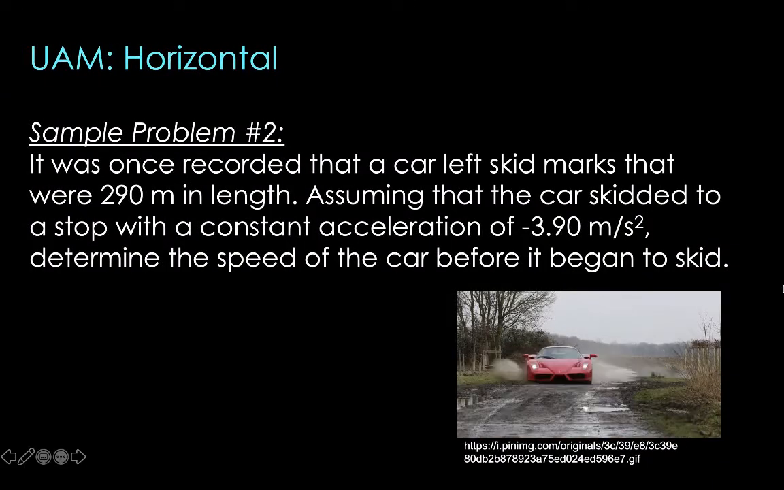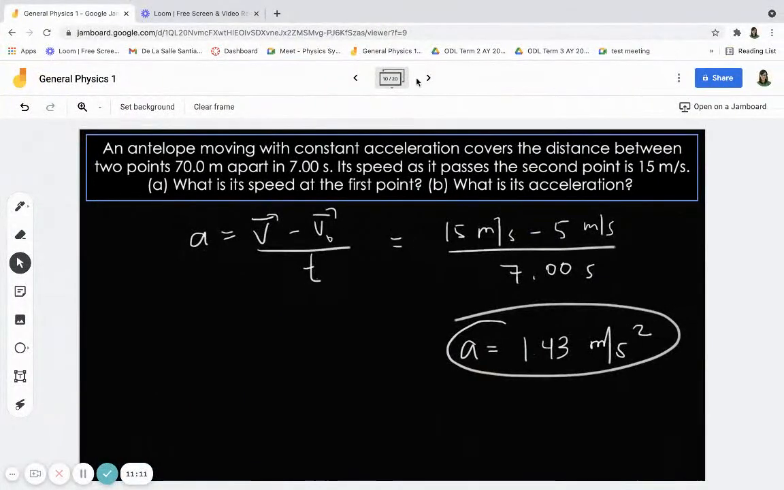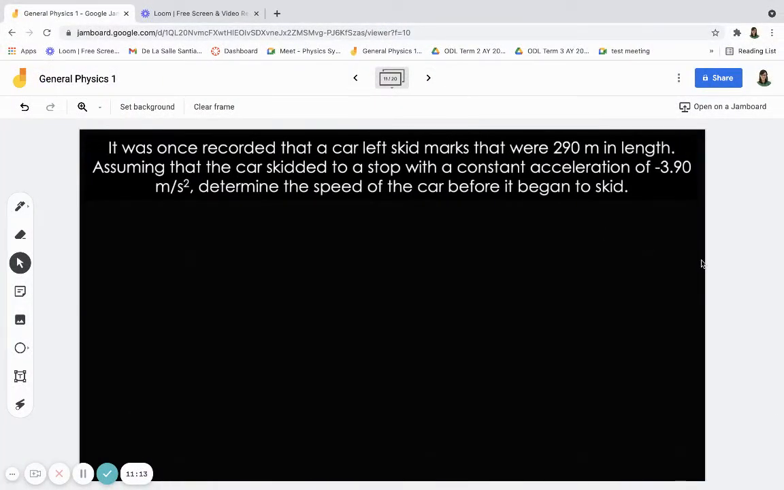For sample problem number 2, it says that it was once recorded that a car left skid marks that were 290 meters in length. Assuming that the car skidded to a stop with a constant acceleration of negative 3.90 meters per second squared, determine the speed of the car before it began to skid. So let's analyze the problem. There's a 290-meter length covered by a car when it skids from a certain velocity coming to a stop.